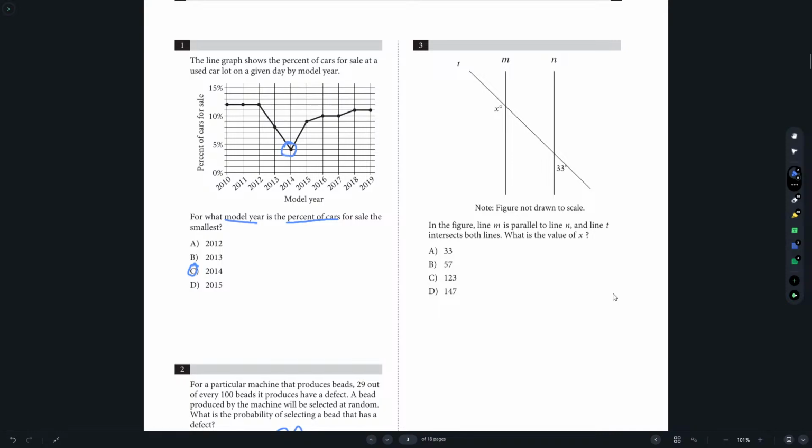In the figure, line M is parallel to line N, and line T intersects both lines. What is the value of x? We know this and this are equivalent. And then we know this and this are also equivalent to those. So x must be equivalent to this angle. And because the straight line here must be 180, we know it's going to be 180 minus 33. And 180 minus 33 is 147.